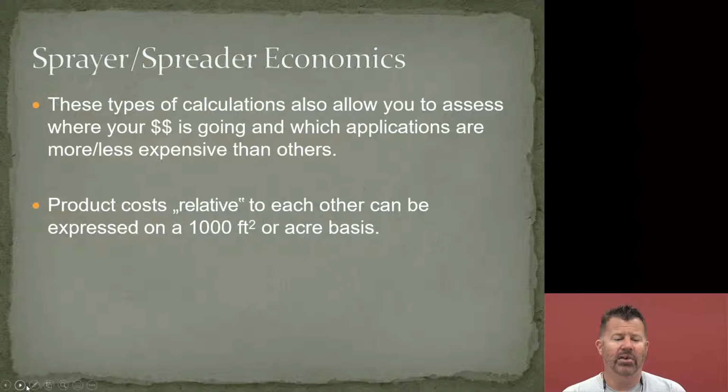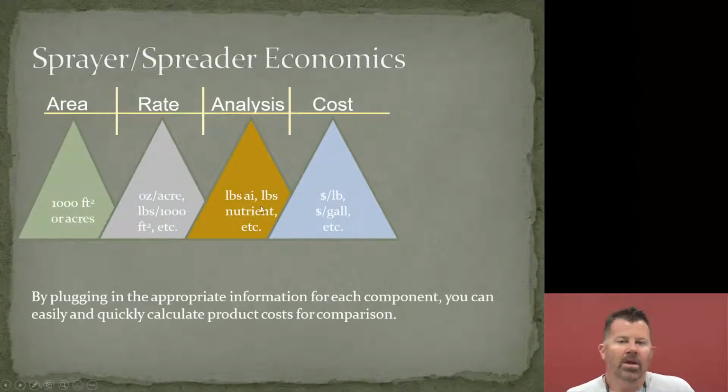These types of calculations also allow you to assess where your money is going and which applications are more or less expensive than others. Product costs relative to each other can be expressed on a 1,000 square foot or acre basis. I love the 1,000 square foot and acre blocks, guys. 1,000 square feet or acres, ounces per acre or pounds per 1,000 square feet, pounds of active ingredient or pounds of nutrient, and then dollar per pound or dollar per gallon. So our area rate analysis cost. By plugging in the appropriate information for each component, you can easily and quickly calculate product cost for comparison.